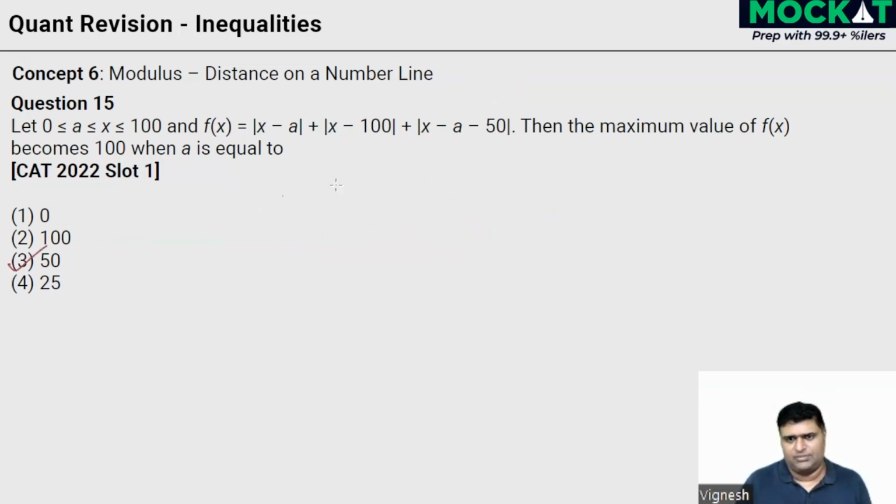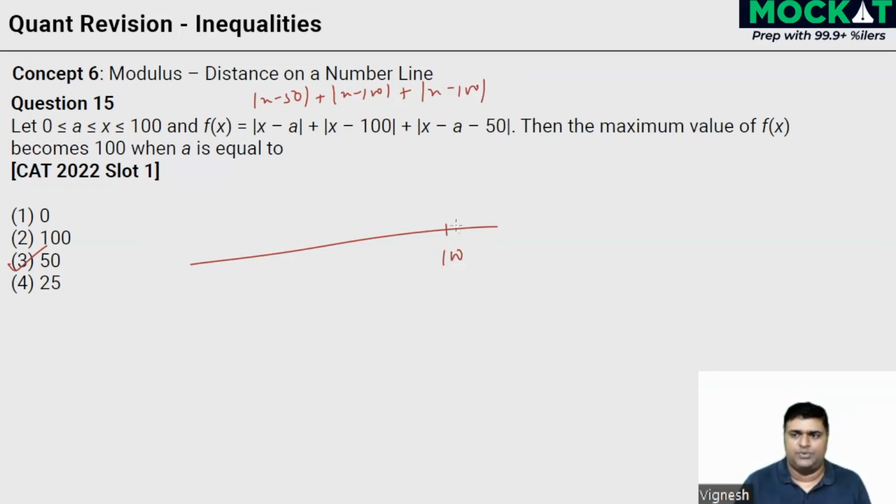But let's try it out. Let's see as to how 50 is working out. If A is going to be 50, this is modulus of x minus 50 plus modulus of x minus 100 plus modulus of x minus 50 minus 50. Once again, x minus 100, right?